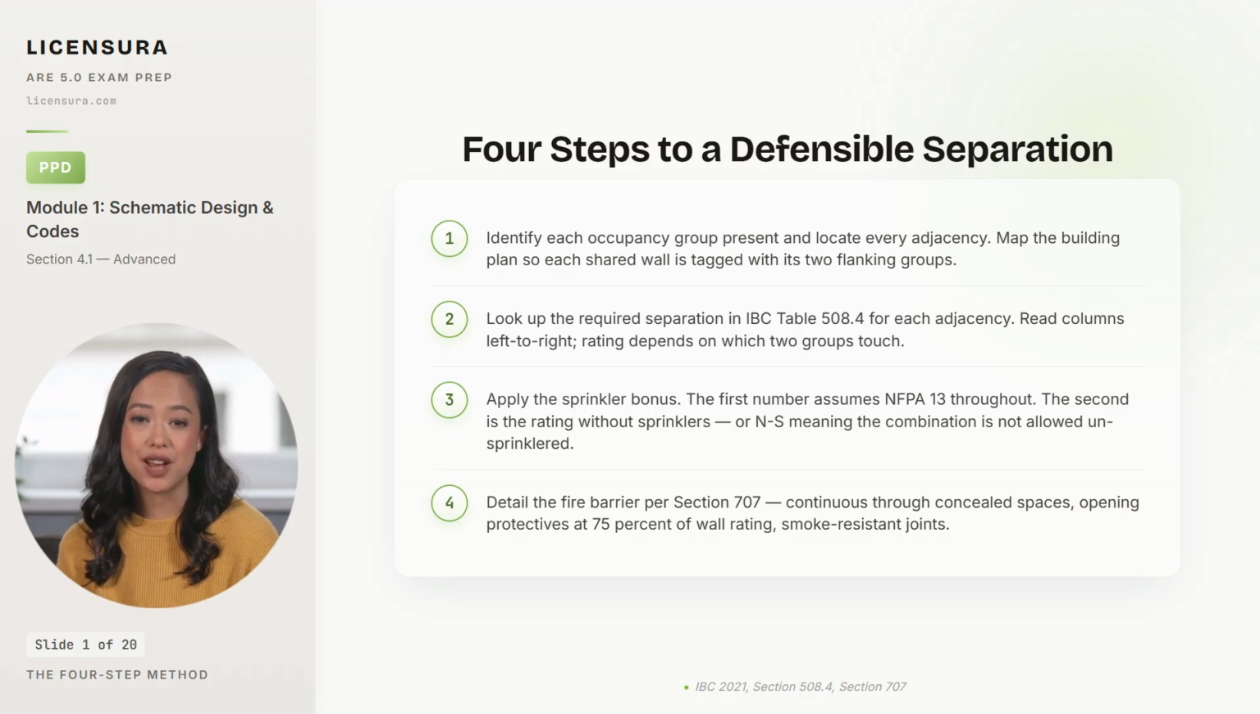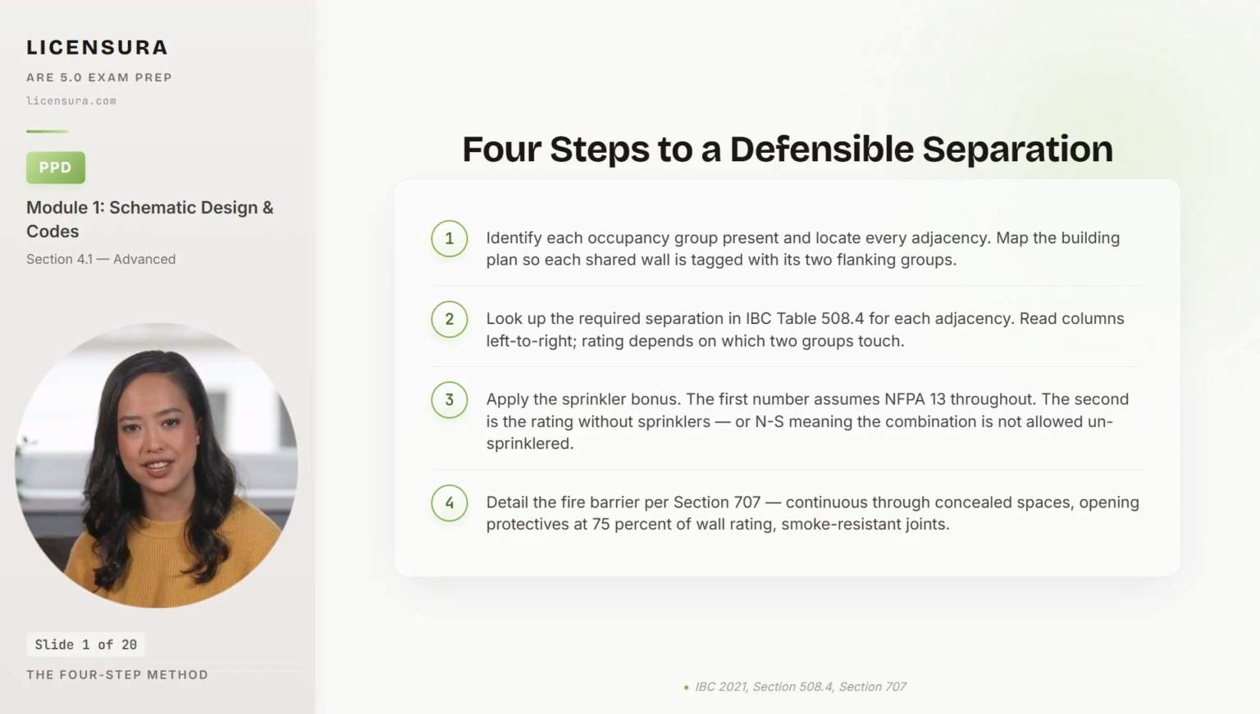Step 4 is the fire barrier detailing per Section 707, and it is where architects lose exam points and field disputes. A fire barrier must be continuous through concealed spaces. Opening protectives must be rated at 75% of the wall, and joints must be smoke resistant. Spec a 2-hour barrier and forget the matching 90-minute door, and the inspector cites you.